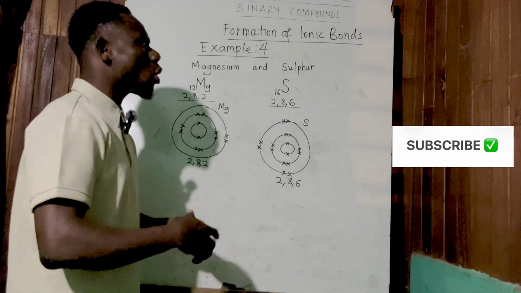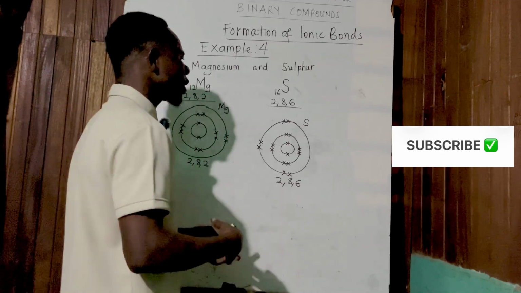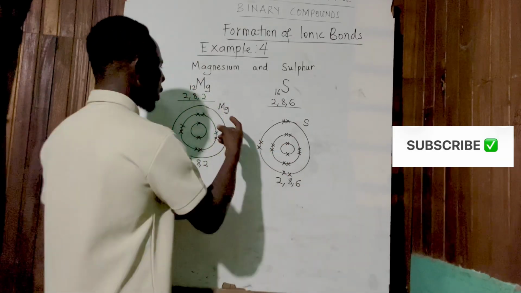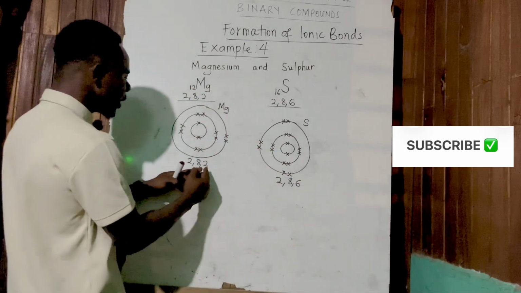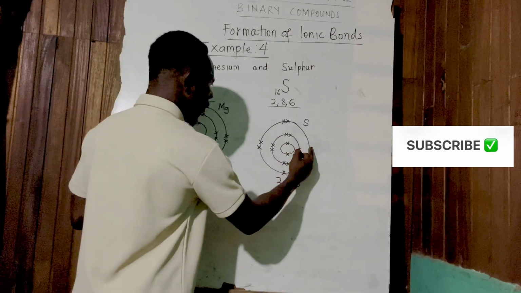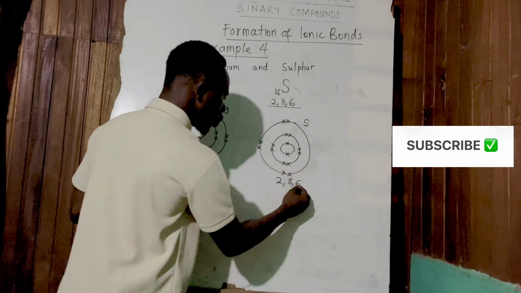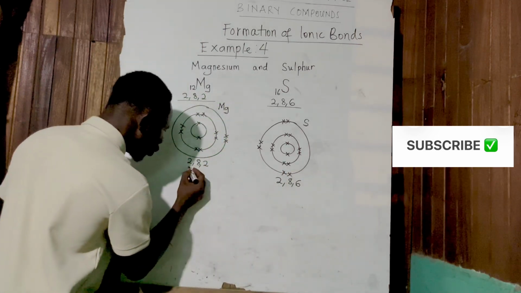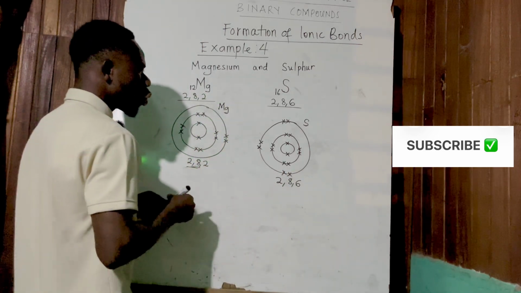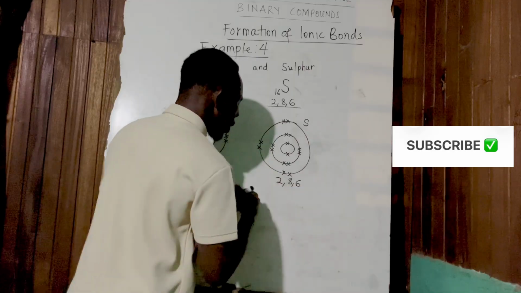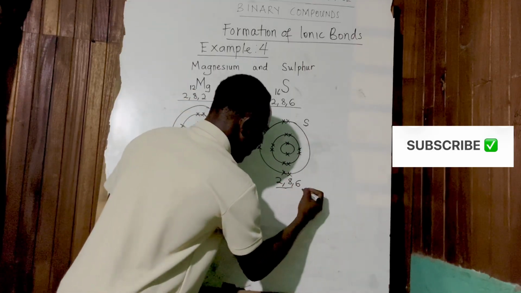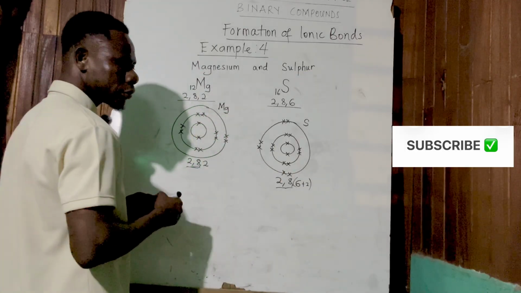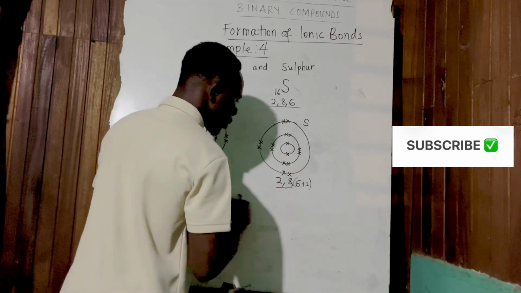Now they are coming to bond. When they bond, they are going to do what? A donation and an acceptance. So magnesium is going to donate the 2 to sulfur, and sulfur is going to accept the 2. When magnesium donates the 2, it is left with only 2 and 8. When sulfur accepts the 2, we get 2, 8, plus 2, so we are going to get what? 8. Are you getting it?